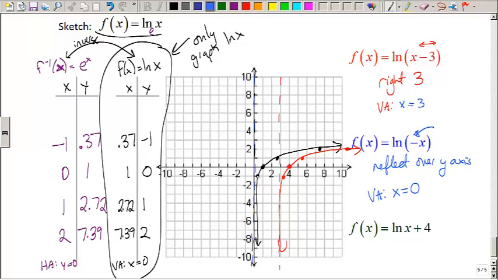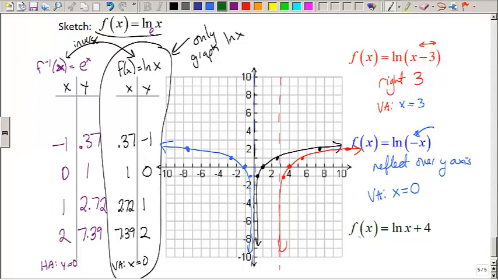So now I'm taking each of the black points and reflecting it over the y-axis. At 0.37, -1, when I reflect it over the y, I get -0.37, -1. At 1, 0, when I reflect it over the y, I get -1, 0. 2.72, 1, I reflect it over the y, I'm getting -2.72, 1. And at 7.39, 2, I reflect it over the y and get -7.39, 2. Connecting these points, approaching my asymptote, I have this sketch.